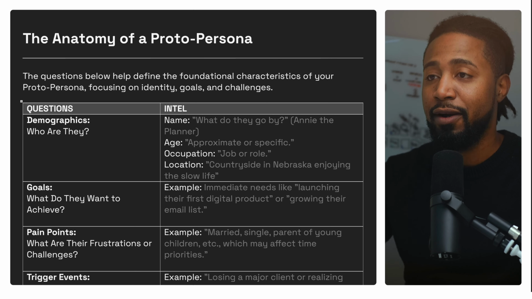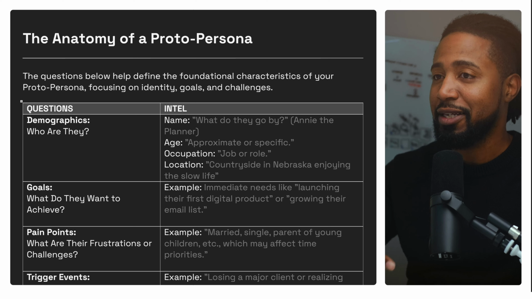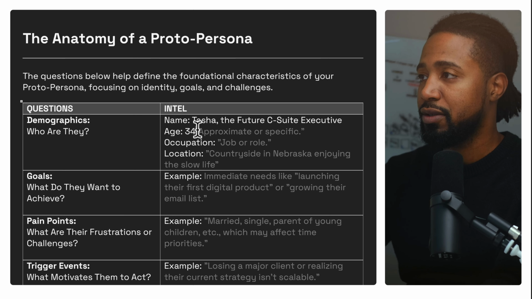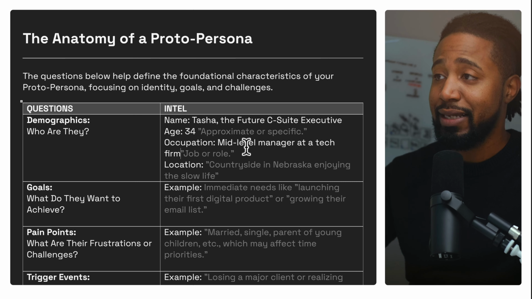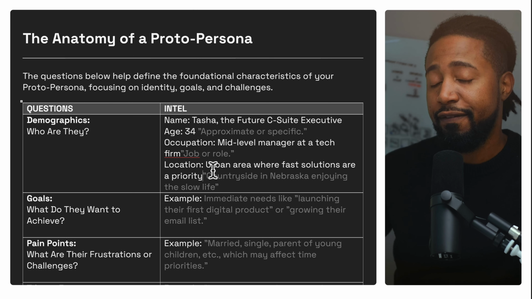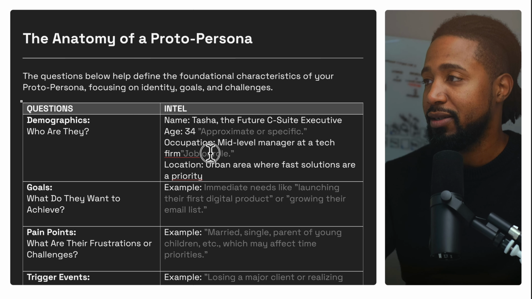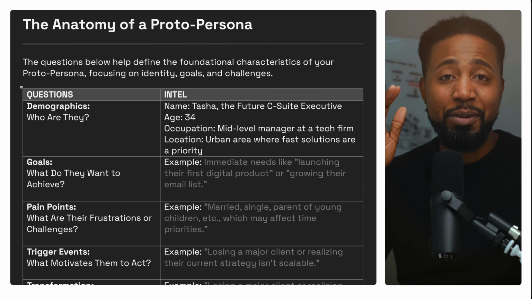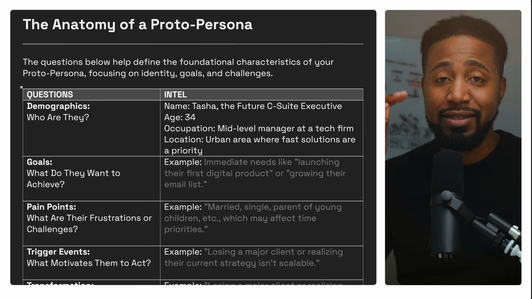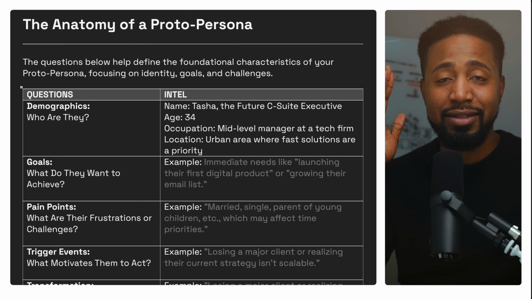Cool? All right, so I'm going to use some editing magic to go ahead and fill this in. And that's how we're going to get through this video. We're going to say that Tasha's 34. Her occupation is a mid-level manager at a tech firm. Her location is going to be an urban area where fast solutions are a priority. Very important to keep that in mind. We're going to delete the other things here. Just keep in mind that the more specific here, the better. This sets the tone for your proto-persona. And when you can have a picture of what they look like in your head, it's going to help you to create better offers that are actually going to resonate with them.